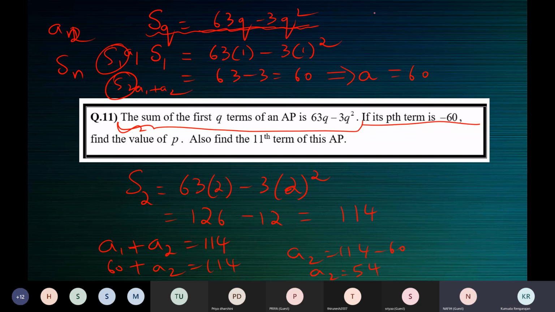We found that the first term A1 is 60, and A2 we got 54. So the common difference is 54 minus 60, which is minus 6. After finding A1 and A2, you should find the common difference. A2 minus A1, not A1 minus A2. Don't think you should get a positive difference. The difference can be positive, negative, or 0.